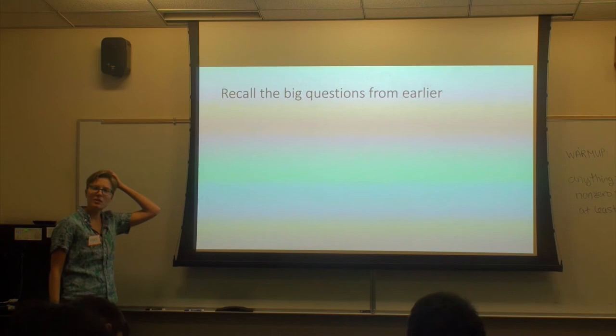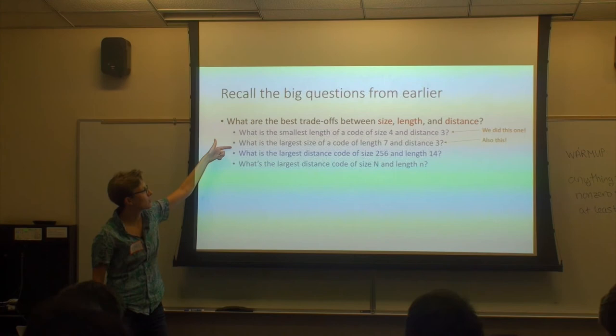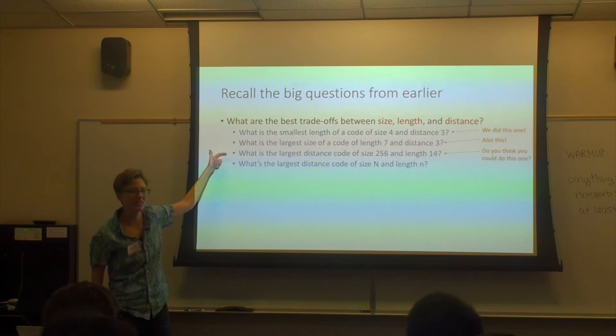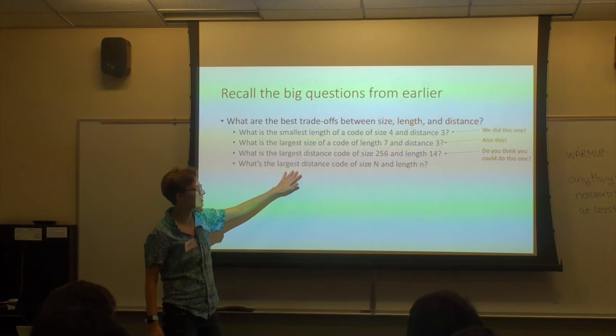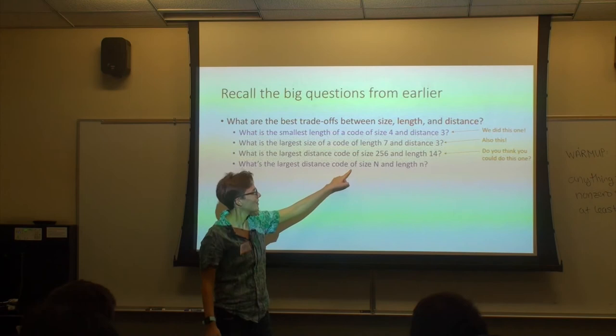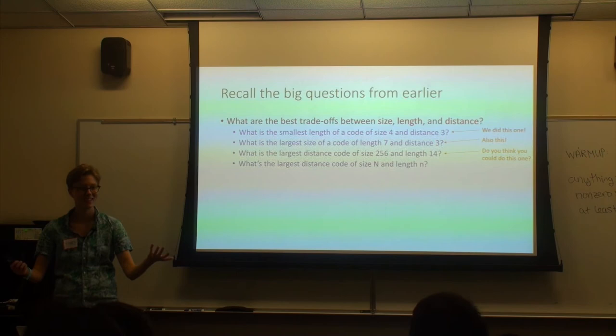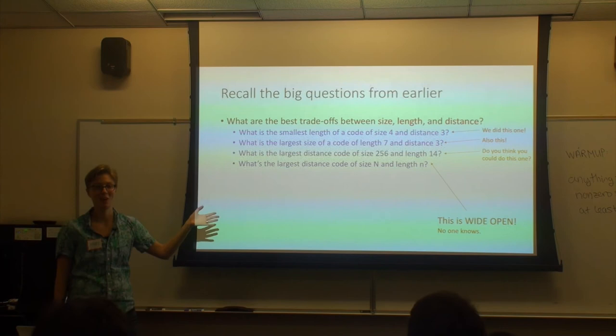So recall these big questions that we saw from earlier. We had questions like, what are the best trade-offs you can get? We answered both of these. Do you think you could do this one? Find the largest distance code of size 256 and length 14? I just made up those numbers. I don't know what the answer is. It seems like it would be hard. And then the general question is, what's the largest distance of a code of size big N, length little n? If I give you two parameters, tell me the biggest distance. This would be a very natural question. How can you compute that distance? And this is wide open. No one knows. So there are tons of open questions in this area.